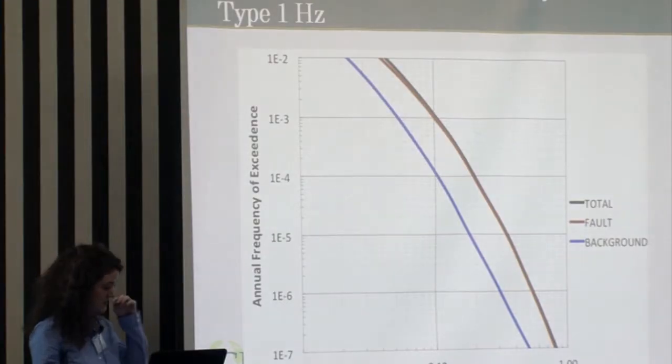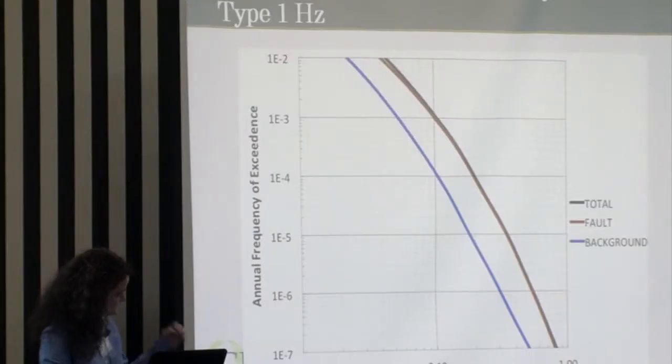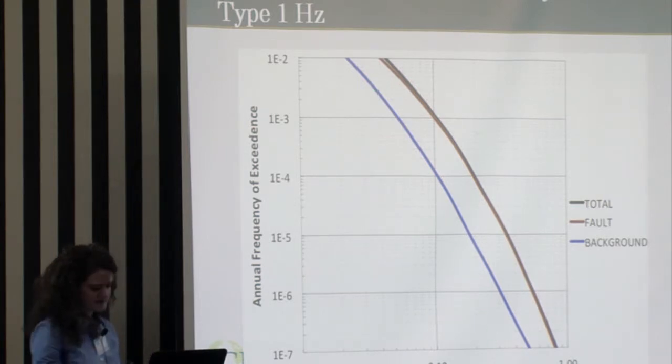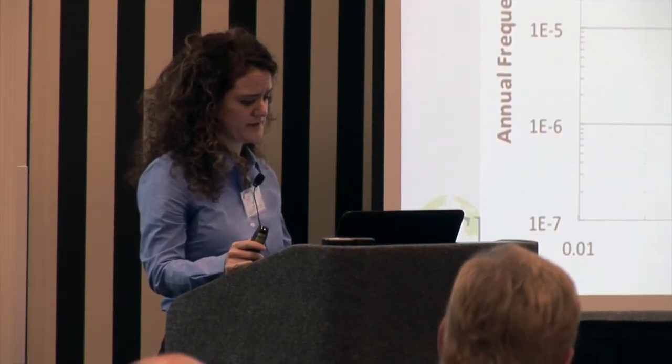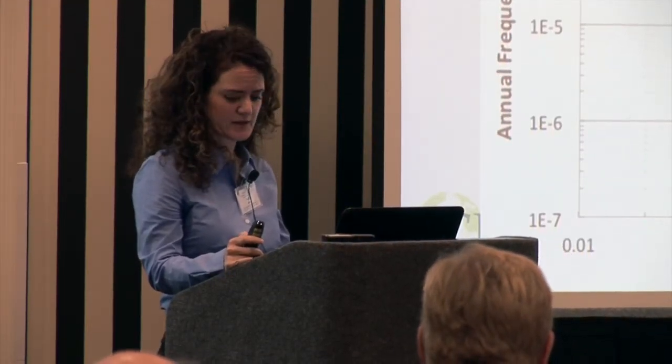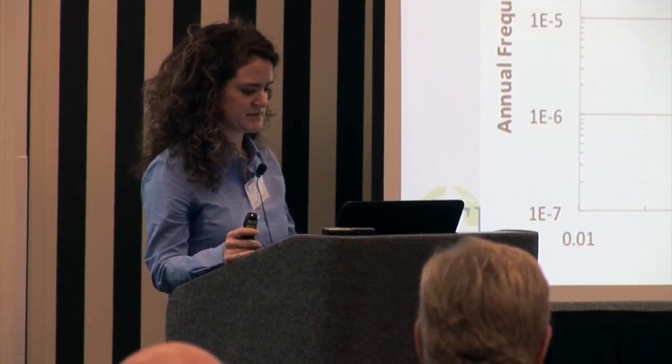Moving on now to 1 hertz, here is a similar hazard plot where the black line again is the total for 1 hertz, the red is the contribution from the faults, and the blue is the contribution from the background sources. You can see here that at 10 to the minus 4 and 10 to the minus 6, it's primarily the faults contributing. Hence, I'm not going to show my results for 10 to the minus 6 because they're very similar to 10 to the minus 4.